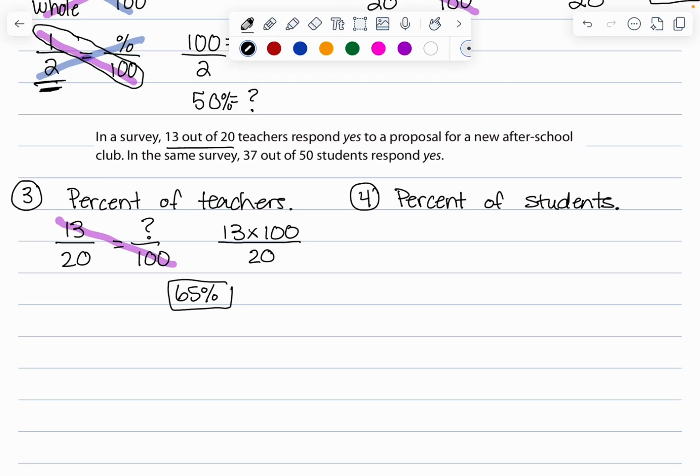Okay, so for problem 4, we're finding percent of students. It says 37 out of 50. So 37 is my part, 50 is my whole. I have my unknown all over 100. So I multiply the 2 numbers that are diagonal from each other. So I'm going to do 37 times 100. And then I divide by my third number. So I'm dividing by 50.